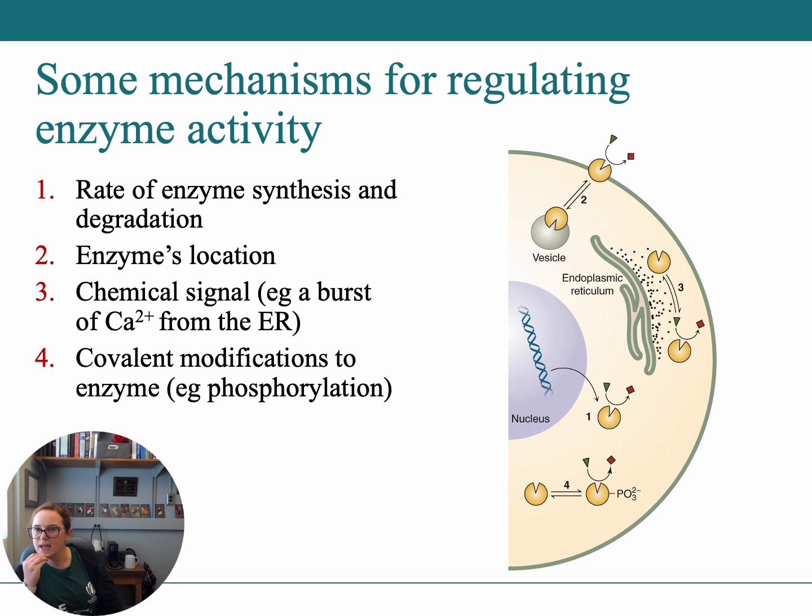The third point here is that a chemical signal may be required in order to activate the enzyme. A common one would be a calcium burst that may come from the endoplasmic reticulum. The calcium ions that are released would be required to activate the enzyme. And then finally, there could be covalent modifications to an enzyme. Sometimes phosphorylation of an enzyme, for example, would be required before it is active. You can have kinases, and this can work in cascades, right? You can have kinases and phosphatases that will be involved in the process.